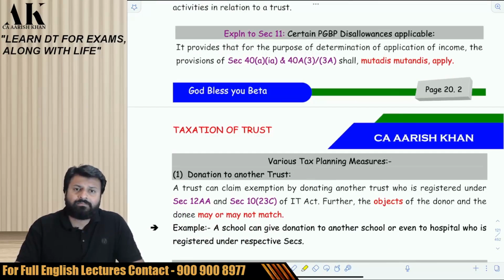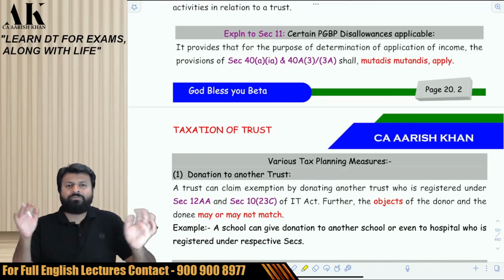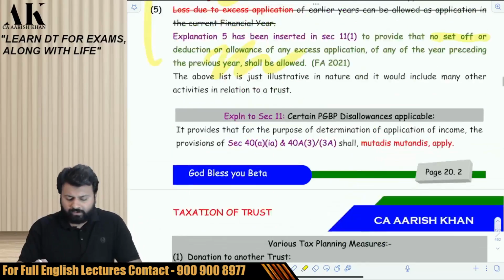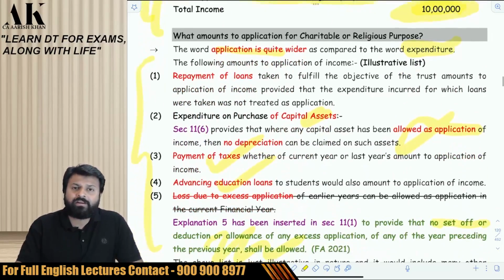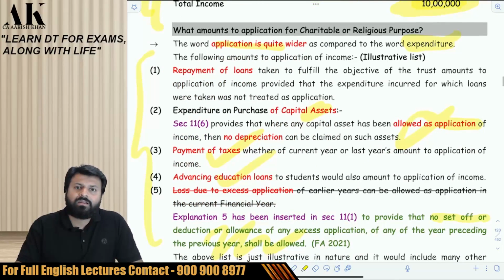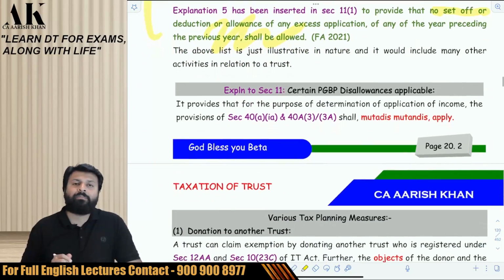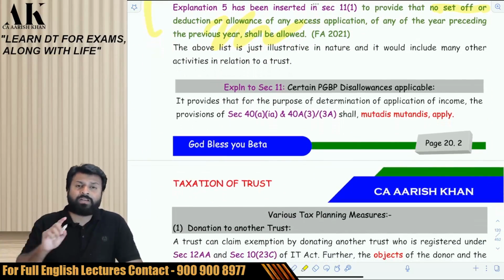But apart from that, sir, as you said, for trust there are no 5 heads of income. For trust, the income computation will be done as per this statement only. But sir, will the trust be considering any kind of disallowances which happen in PGBP? Only 2 disallowances are applicable to trust, which are generally applicable to PGBP.